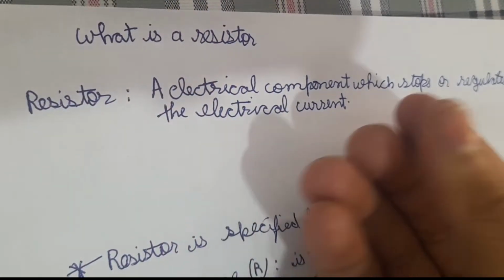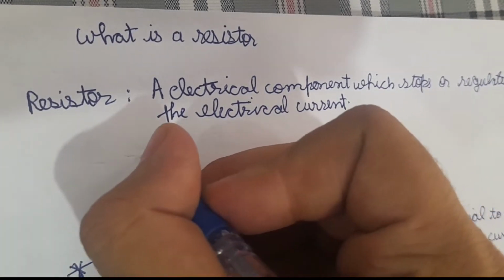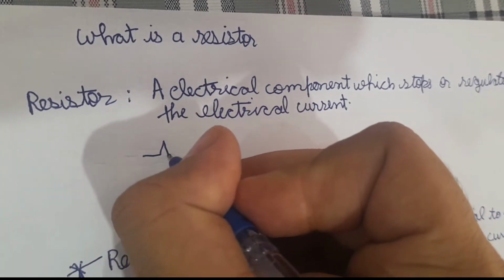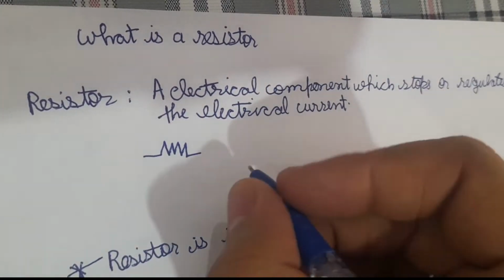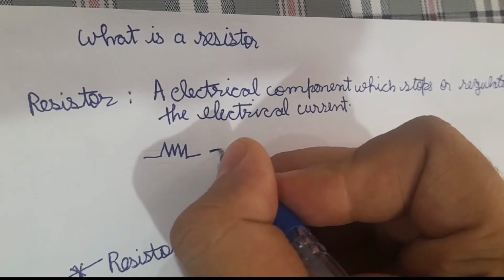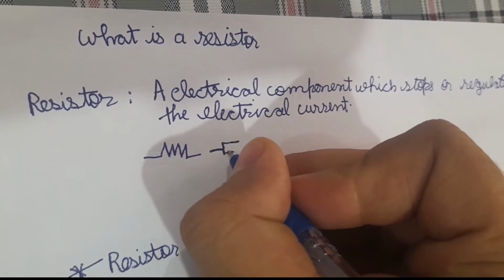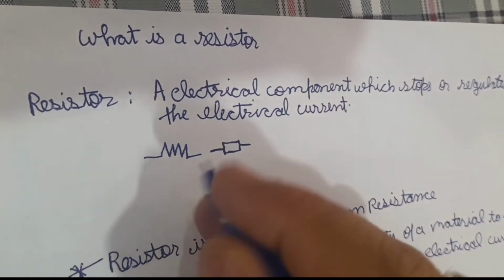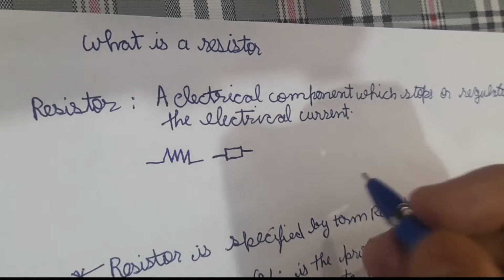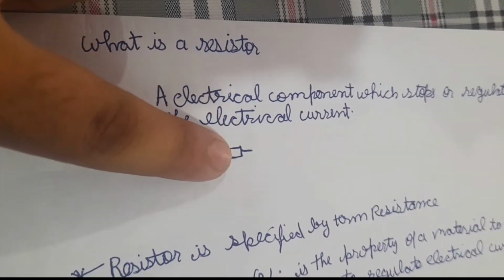So what is the symbol of a resistor? The symbol of a resistor just looks like this. Or the second symbol, which you can see over here. This is the first one and this is the second one. You can find this sign in every PCB.